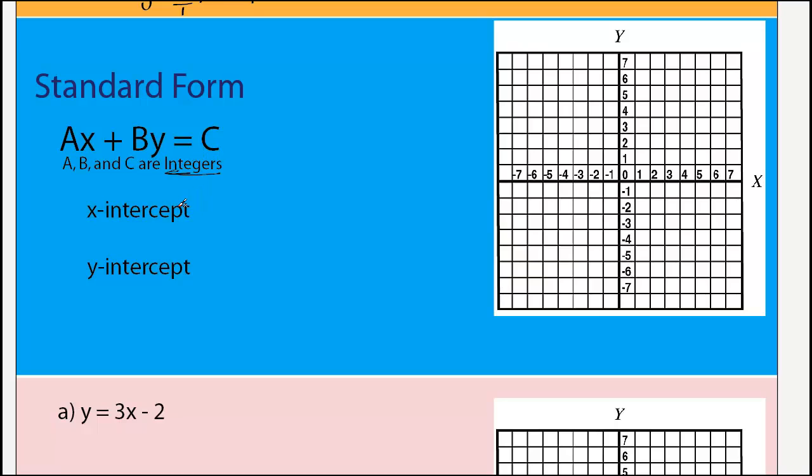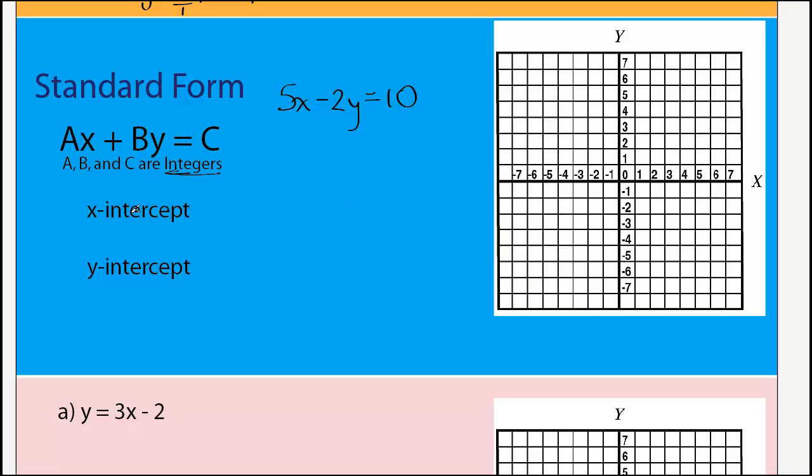And so really when you get it in standard form, you're looking for your x-intercept, so where it crosses your x-axis, and your y-intercept, where it crosses your y-axis. So let's take a look at an example. Let's say we have 5x minus 2y equals 10.